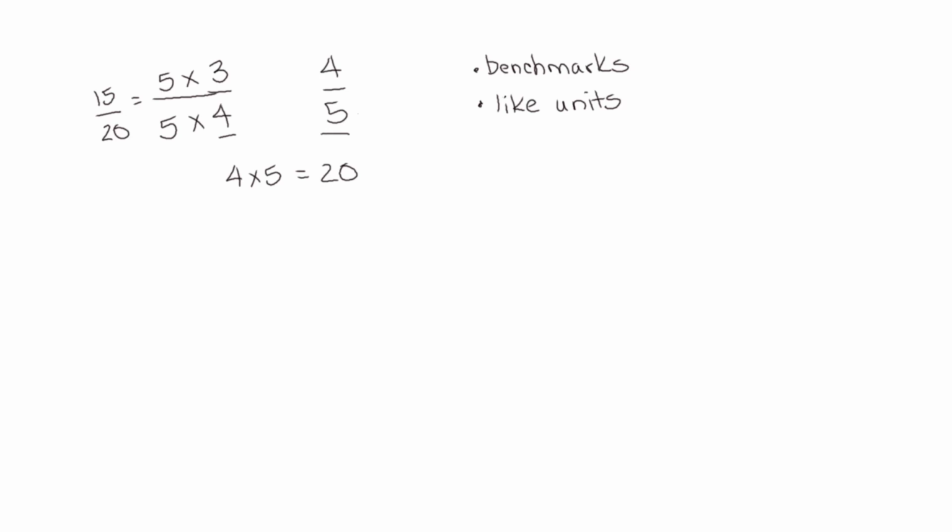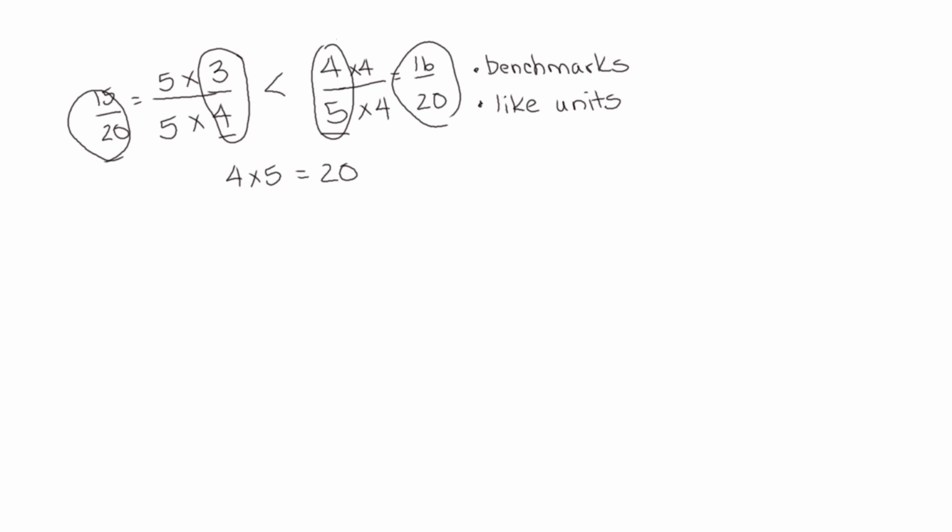And here, in order to get 20ths, we're going to multiply the denominator by 4. So we're decomposing 4 times. And if we're decomposing the denominator, we need to decompose the numerator by the same factor, and we get 16/20. So now comparing these two fractions is easy. The units are the same. 15 is less than 16. Therefore, of our original fractions, 3/4 has to be less than 4/5.